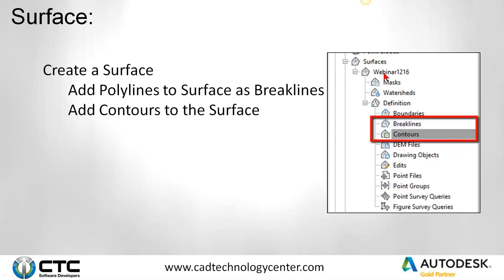So I created a surface called Webinar 1216, and then I either just right-clicked, add lines as break lines, or I just added contours. Either way works. I wouldn't say that one way is better than the other.